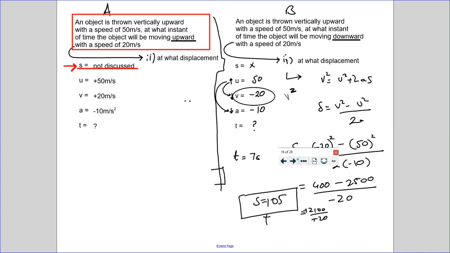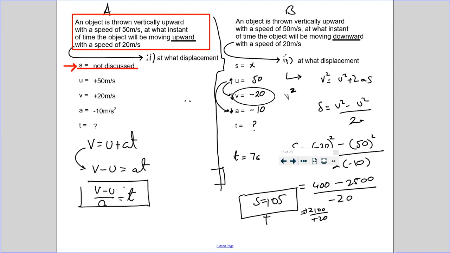So we will use the first equation, that is V is equal to U plus AT. We have everything, so we put the values, or you can rearrange it for T first. You write V minus U equals AT. A is being multiplied, so it goes to the other side and divides. So V minus U over A is equal to T. Is that right, Tanya? Yes. So you just put the values and you will get the answer.